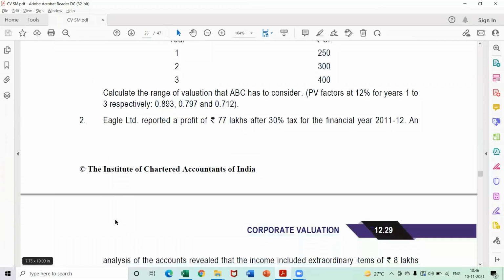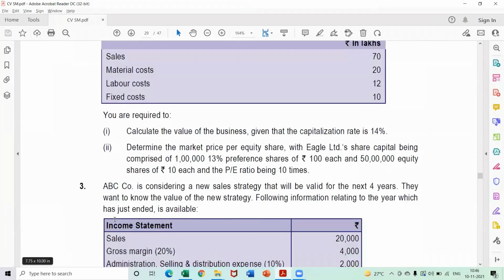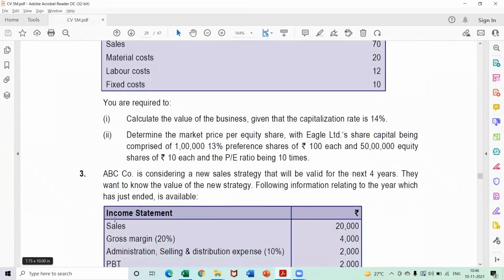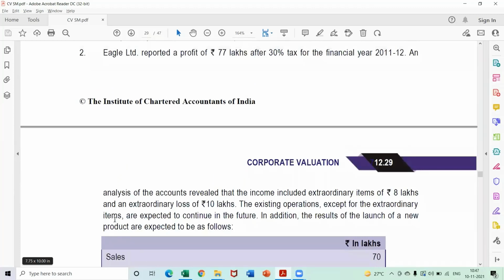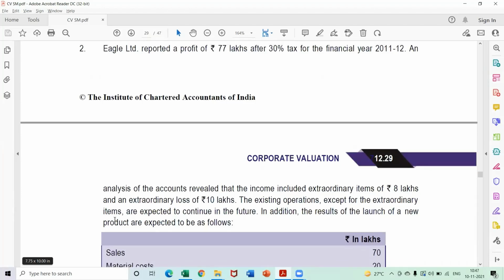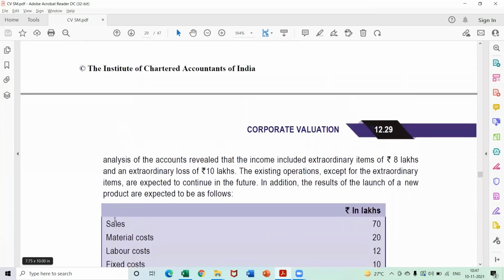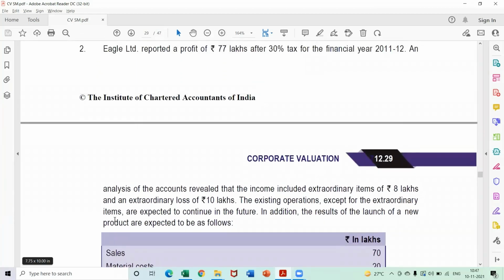Please read the question. First, just check what is being asked in the question. Okay, he's asking to calculate the value of business at a capitalization rate of 14%, and also market price per share. With Eagle's share capital being so and so, you just have to find out MPS. Now just read the question once. So what's being asked in the question?